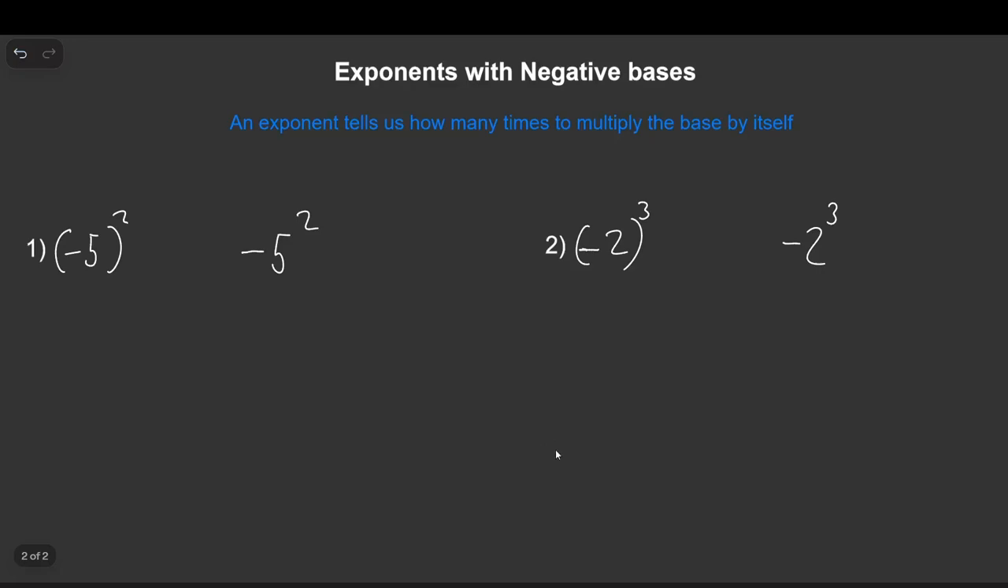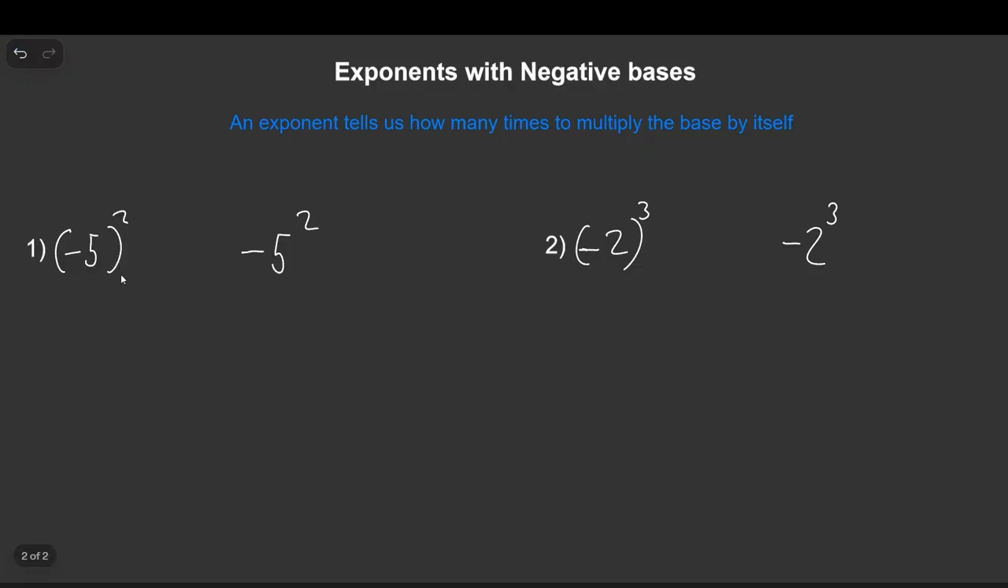In this video I'm going to cover exponents with negative bases. Remember, an exponent tells us how many times we multiply the base by itself, as you can see right here. So let's jump into our examples, starting with number 1, where we have minus 5 squared.